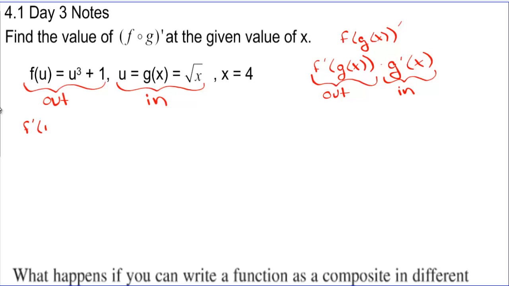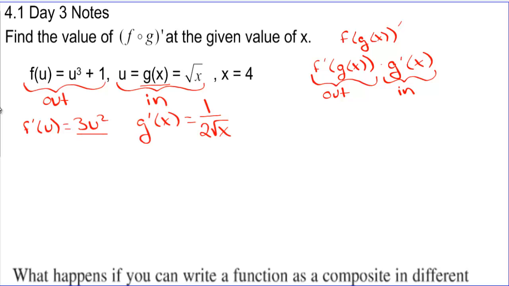The f prime of u is equal to 3u squared, and then the derivative of 1 is 0. We're going to multiply that times the derivative of g. And g is the square root of x. The derivative is 1 over 2 square root of x. So we've taken the derivative of each, and I probably should have written it like this: g prime of x is equal to 1 over 2 square root of x. So we've taken the derivative of the outside, f prime of u, times the derivative of the inside, which is g prime. Well, now I have to plug in values.